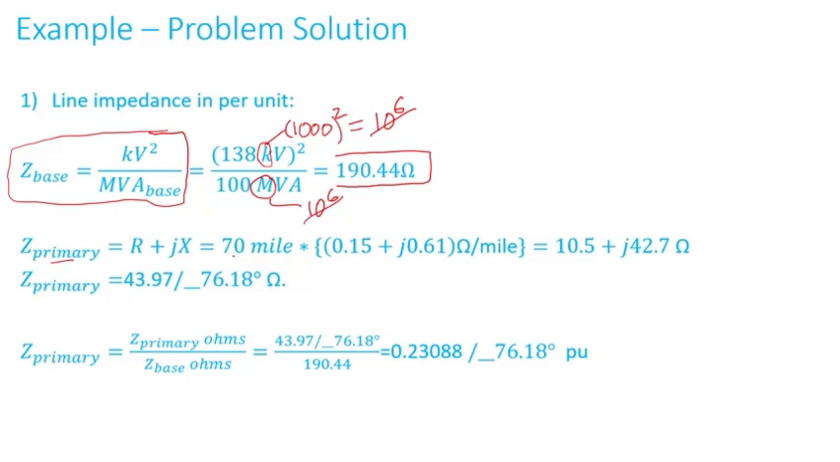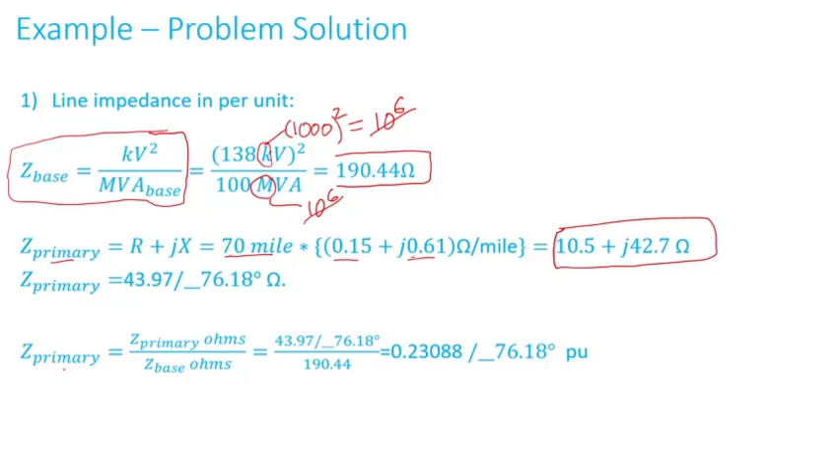Now the impedance in primary ohms is basically resistance plus j times the reactance. So the line is 17 miles long, and the resistance is 0.15 ohms per mile, and the reactance is 0.61 ohms per mile. If you multiply that, you get 10.5 plus j times 42.7 ohms.